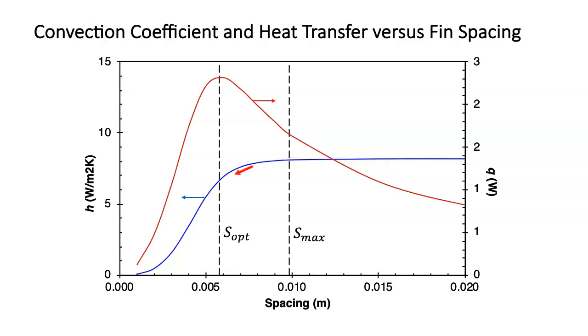As the fin spacing decreases, the boundary layers start to interfere and the convection coefficient decreases. However, a decrease in spacing also corresponds to an increase in surface area. Thus, the heat transfer continues to rise until the restriction of the flow causes the net effect to be a decrease in heat transfer. The peak in this curve corresponds to the optimum fin spacing of about 0.6 centimeters for these conditions.